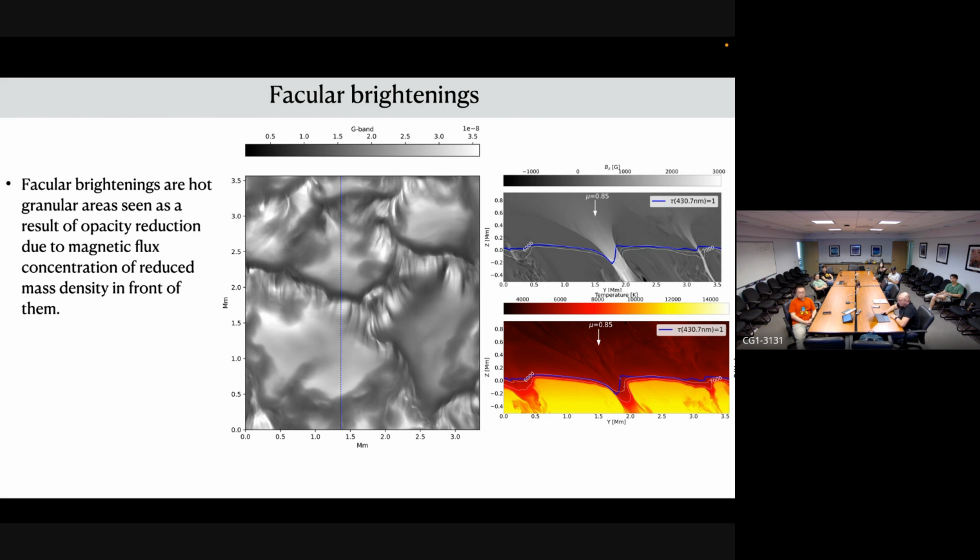Okay, and so now if the line of sight passes through the magnetic flux element, magnetic flux tube, then obviously due to the reduced opacity and density, we see deeper layers, and the tau equal 1 layer falls into the granular wall, which is hotter than the neighboring photosphere at the same optical depths. And that's why we see these facular brightenings.